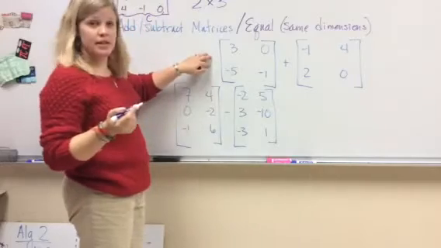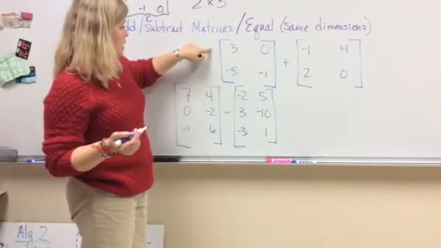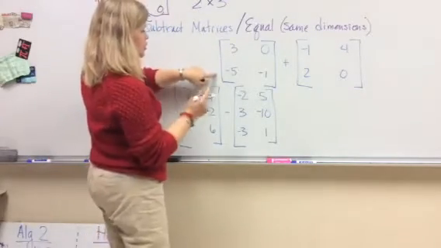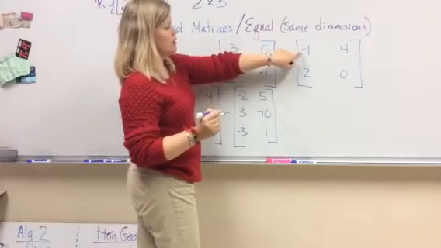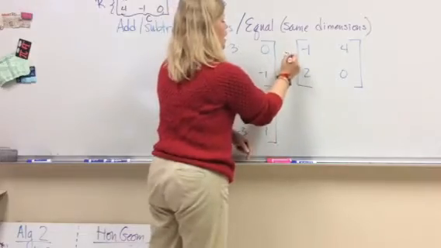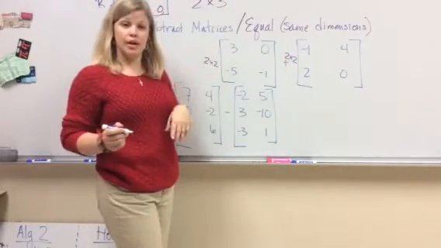So, something easy like this. What are the dimensions here? Let's see, 2 rows, 2 columns. So this is a 2 by 2. What is here? 2 rows, 2 columns. They're exactly the same, so we can add them.